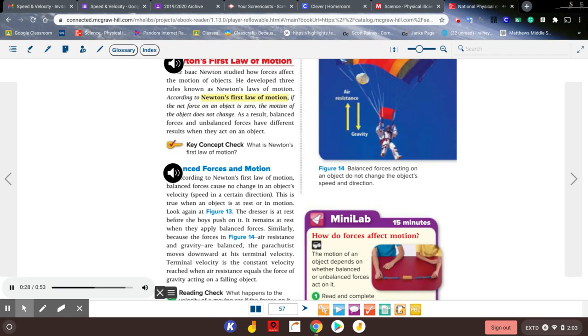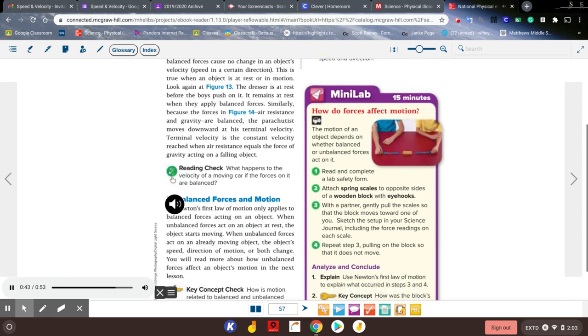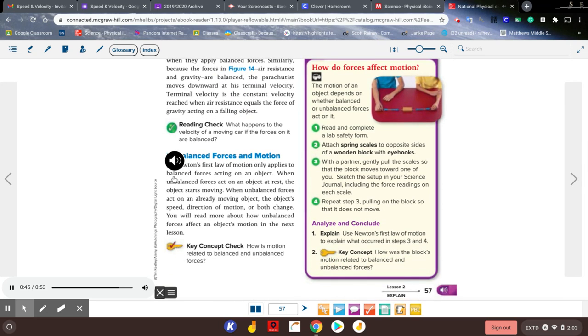Similarly, because the forces in Figure 14, air resistance and gravity, are balanced, the parachutist moves downward at his terminal velocity. Terminal velocity is the constant velocity reached when air resistance equals the force of gravity acting on a falling object. Reading check. What happens to the velocity of a moving car if the forces on it are balanced?